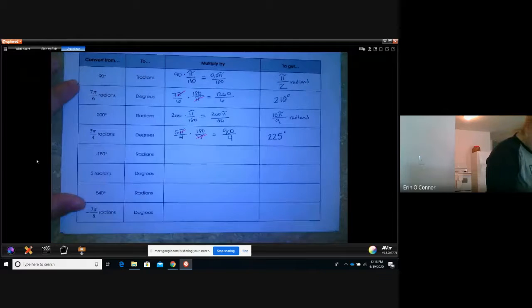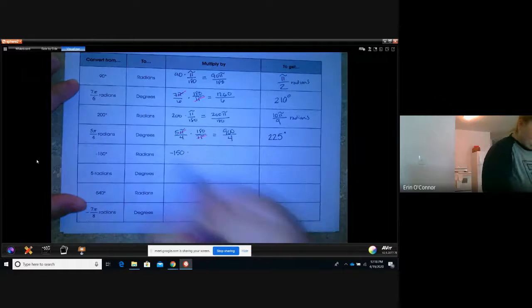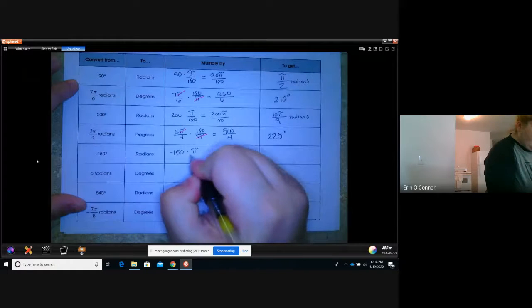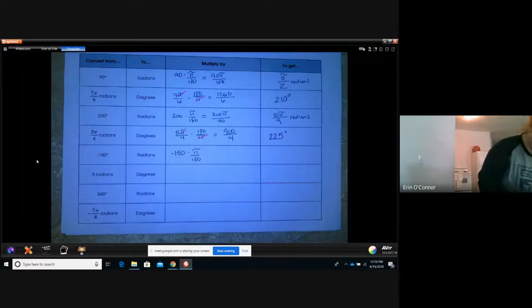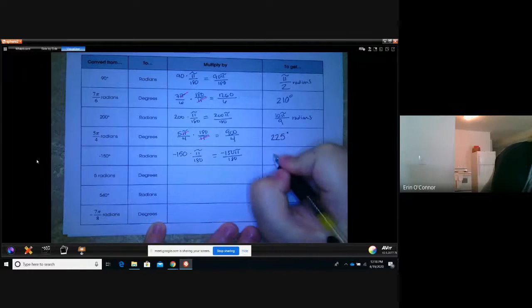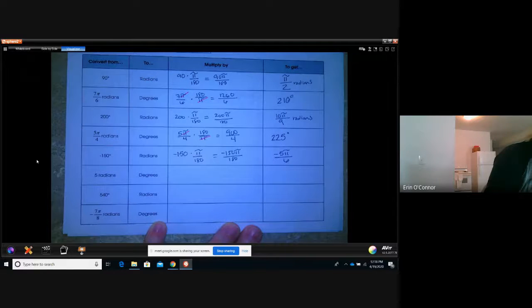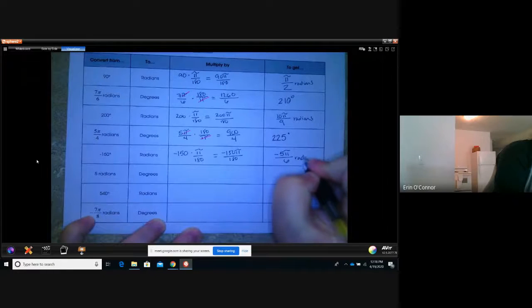Okay. Next one, we have negative 150 times, we're getting it to radians, pi over 180. So just like this, we can have negatives, so that might happen. That's going to equal negative 150 pi over 180, and this is going to reduce to negative 5 pi over 6. I'm going to double check that one in my calculator. Even if I can do it in my head, I generally try and double check just to be sure, and it is negative 5 pi over 6. And we need to put radians after that.